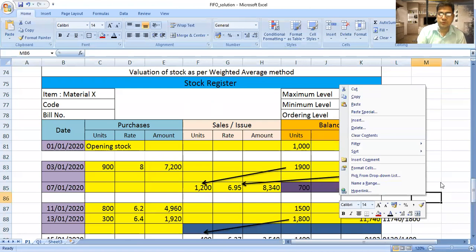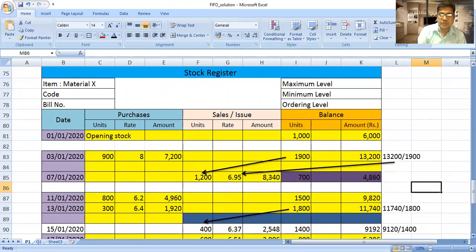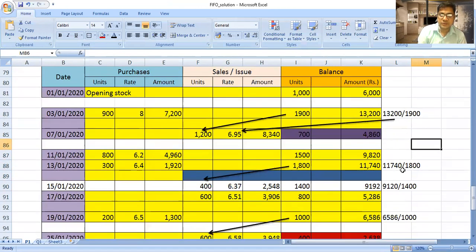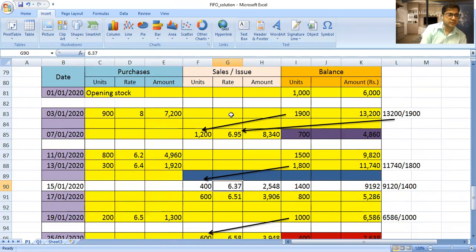So these things you have to keep in mind, how we will calculate 13,200 divided by 1,900. Here also the same, 11,740 divided by 1,800. So you will get 6.36. So these things you have to keep in mind. Okay, I hope you understood this. I will stop right now and you have to solve this. Okay, now the lecture is over.